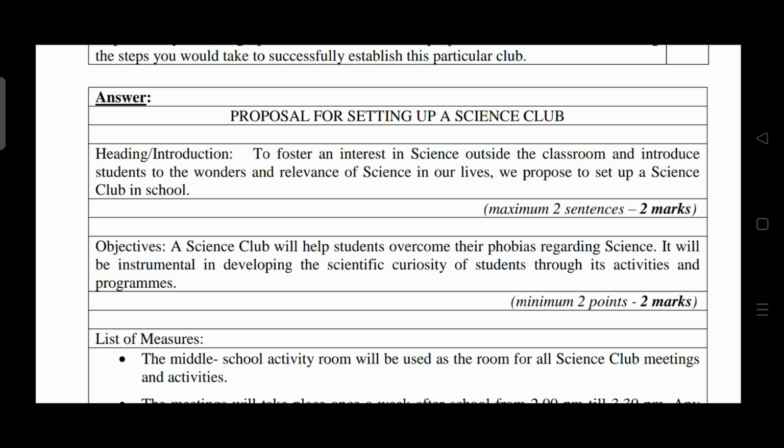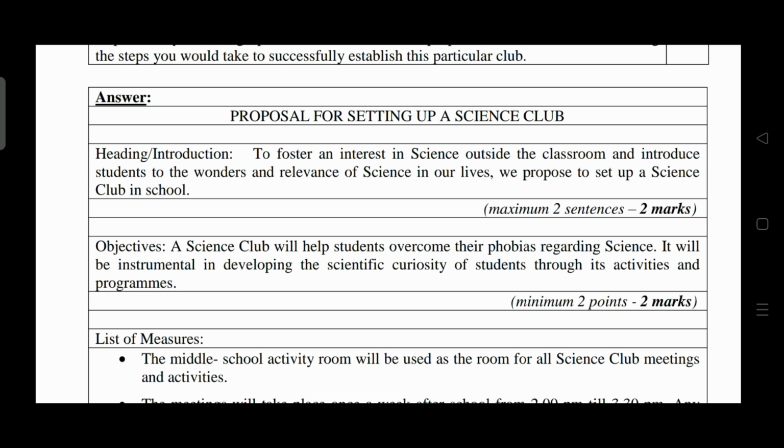After that, leave a line, start writing the heading or introduction. A maximum of 2 sentences will fetch you 2 marks. Again, leave a line and start writing the objectives. Now, what are objectives? Well, if your proposal is implemented, there will be some desired outcomes, and these desired outcomes will have to be mentioned clearly under objectives. A minimum of 2 points will give you 2 marks.